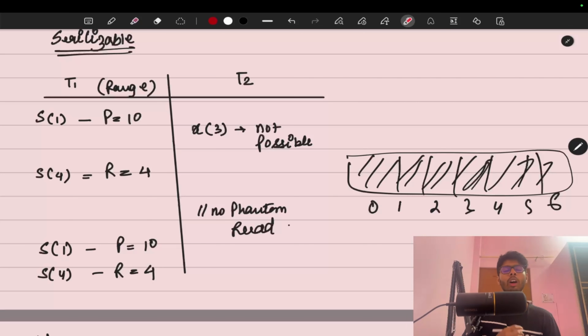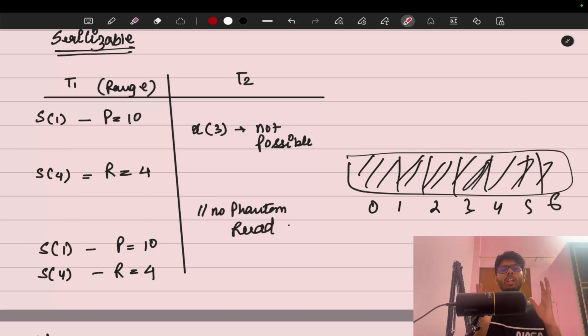Now if we have a shared lock on the range 0 to 6, can T2 insert anything in that particular range? The answer is no. That is what our range locking is. If you have a shared lock on the range, you cannot take an exclusive lock on that particular range. So T2 cannot update it. And if we again make a read call n number of times in transaction T1, we are going to get the same number of rows. This is what serializable is, and this is how serializable solves the range problem also.